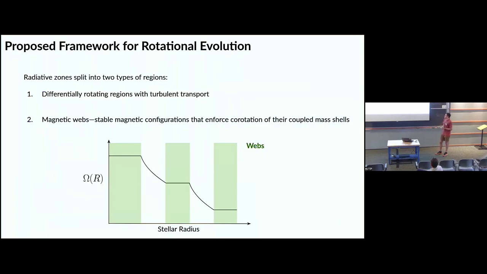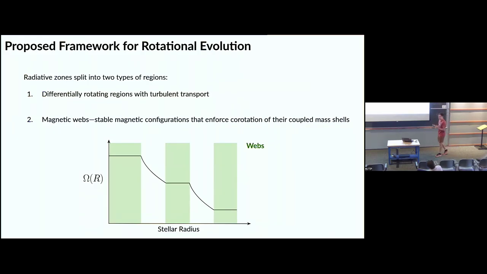And the basic idea is that the radiative zones are split into two types of regions. The first is what I've mentioned, these differentially rotating regions with turbulent transport and instabilities. And the second are regions that contain what I call magnetic webs. So regions with sufficiently strong magnetic fields that have relaxed into some sort of stable configurations, and the fields are strong enough to enforce co-rotation of the coupled mass shell as the star evolves.